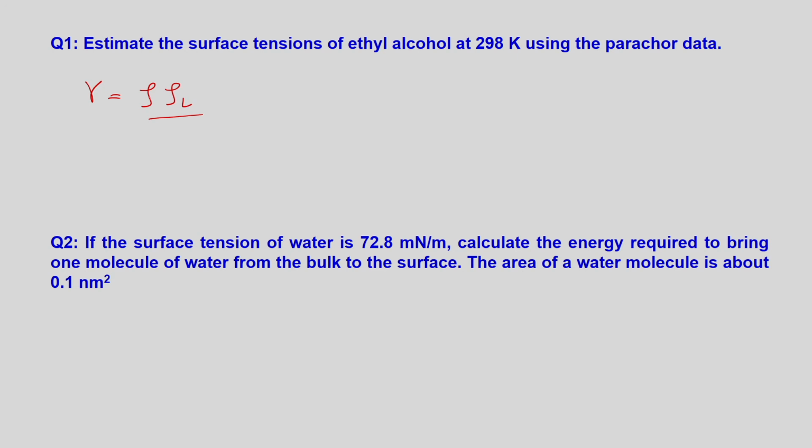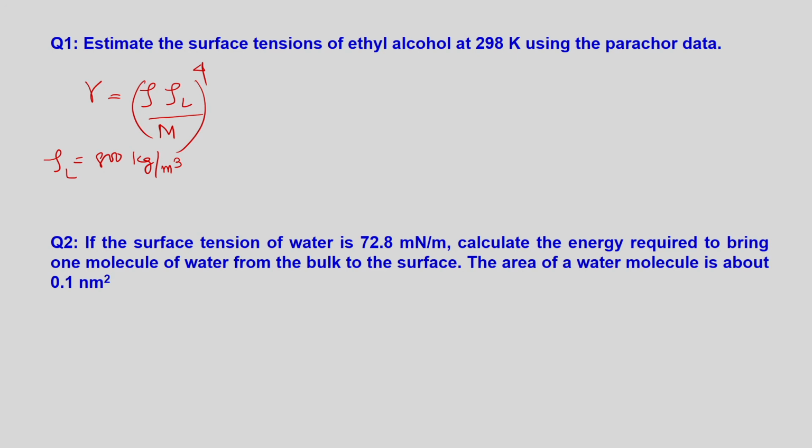So, do not confuse between these two symbols: this is the Parachor volume, and this is the density symbol, rho, to the power of 4. So, for ethyl alcohol, you need the rho L value. You find out this is 800 kg per meter cube, which you know from literature.